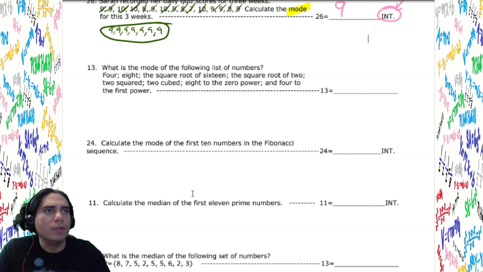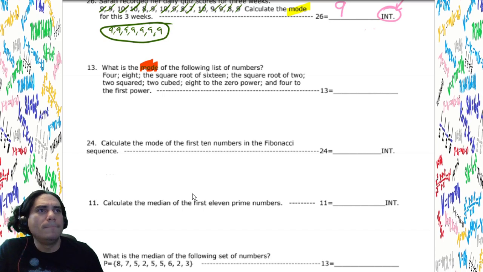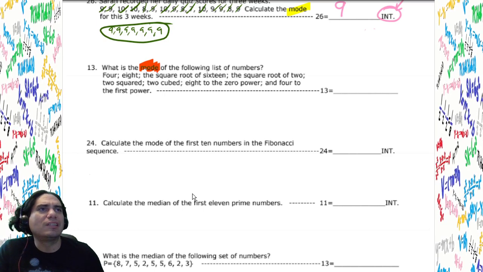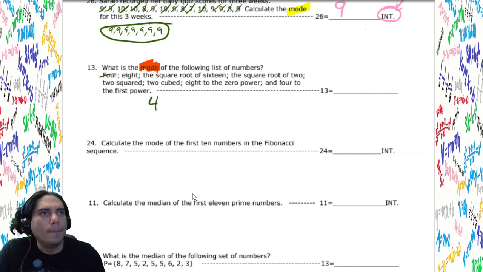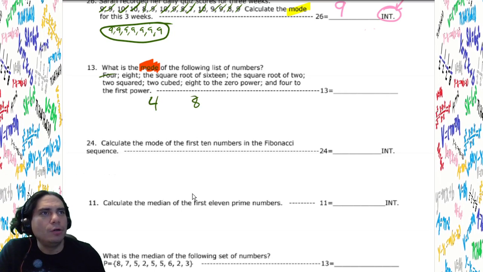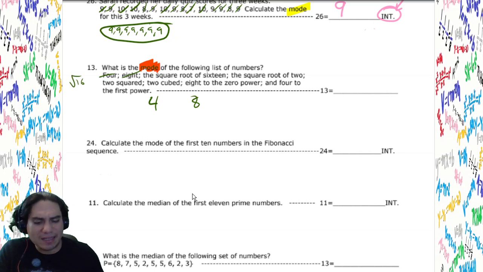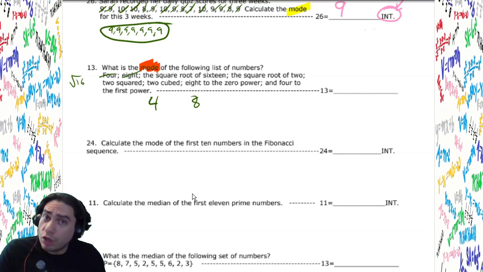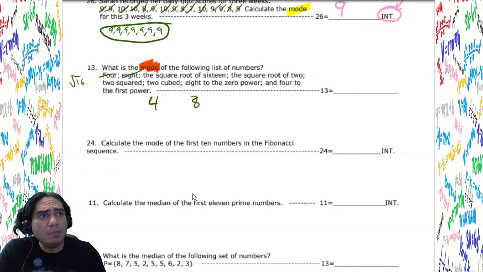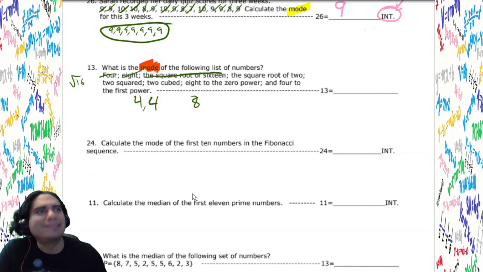Let's keep it going. So now we got number 13 right here, and it says, what is the mode of the following list of numbers? All right, let's go ahead and write them. Let's write them in some order. We got 4, boom, cross it out. We got 8, boom, cross it out. We got the square root of 16. Remember, square root of 16 looks like that. So I'm gonna type in square root 16. Wait a second, if you know your multiplication tables, you might be able to tell me immediately that that's the number 4, because 4 times 4 is 16.